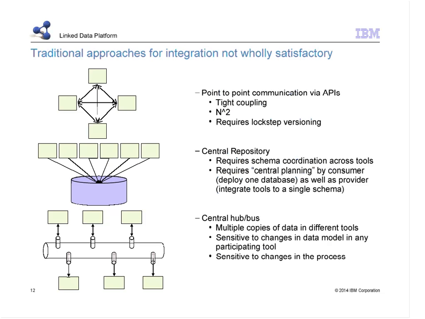So when the Rational team started looking into solving this problem, they looked at the different ways, and quite frankly, they experimented with many different ways. And I put on this slide the traditional ways of integrating applications. The first one is point-to-point communication. The second one is central repository. And then the last one is a central bus. And there are proponents of these different approaches in different contexts. But at the end of the day, what we found is that none of them were really satisfactory.